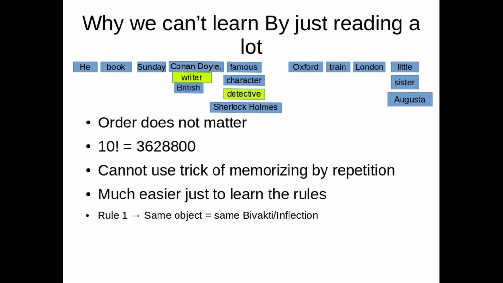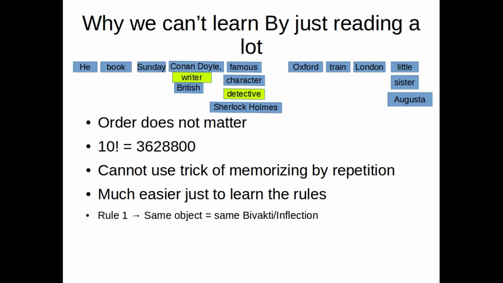Let's see why. To understand this, we need to learn how Sanskrit might represent the complex concept discussed before. So there are a few concepts or things that are required to express the idea. What are these things? He, book, Sunday, Conan Doyle, etc. Now I vertically stacked the words which describe the same things.